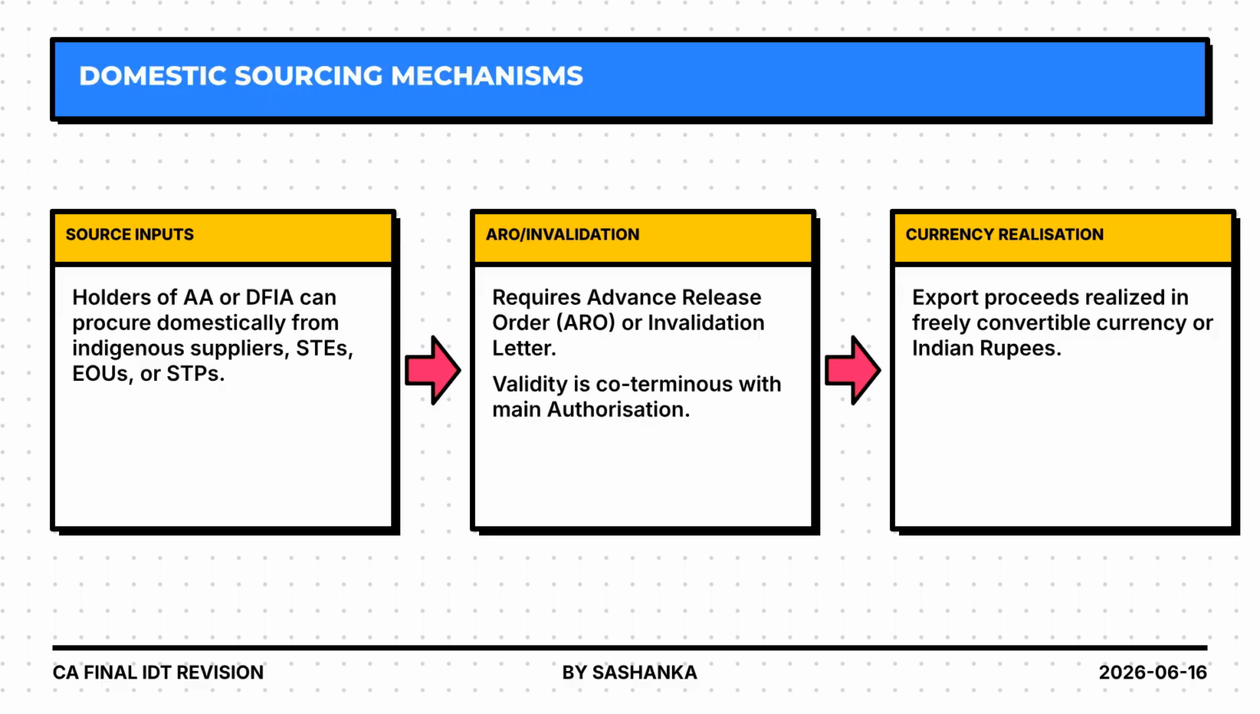One important point to remember is that the validity of these documents runs exactly parallel to the validity of the main authorization. Regarding export proceeds, realization must generally happen in freely convertible foreign currency, although realization in Indian rupees is also permitted where specifically allowed.